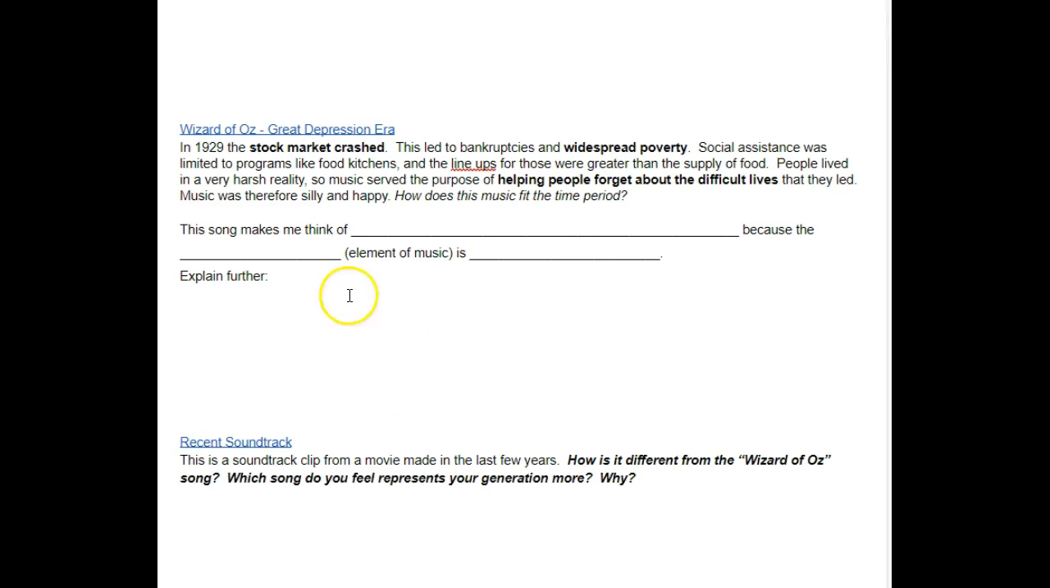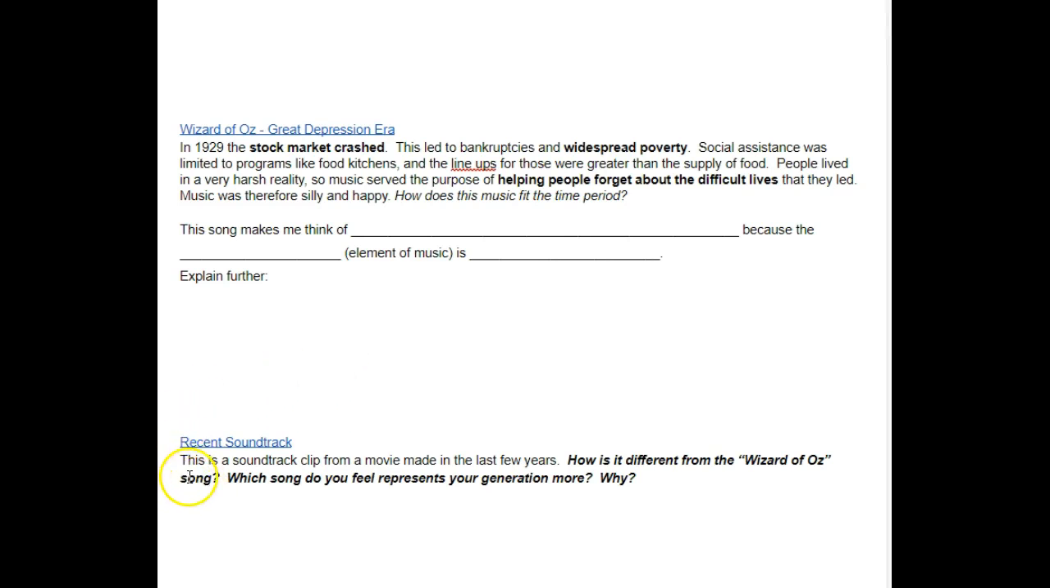Is it the tone color with the variety of instruments making you think that a lot is going on, or maybe the muted trumpets making you think that they're trying to be silly? There's a lot of different ideas. Just make sure you explain the scene, pick one of the elements of music and describe it, and then explain how that element creates that image of that scene in your mind. The explanation goes here. Pause the video right now so you can do your writing.